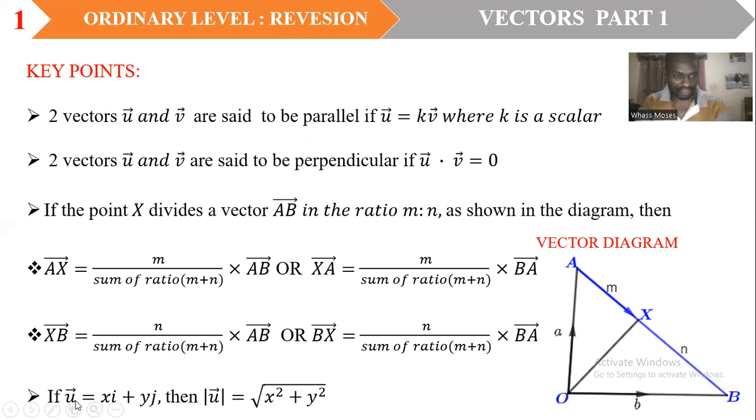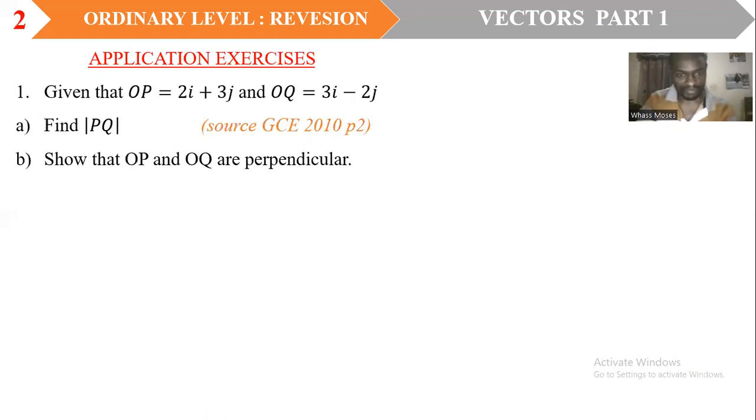Finally, if we have a vector u given by xi plus yj, this is a general vector. Then to find the magnitude of that vector u, the magnitude of u will simply be equal to the square root of the i component, which is x squared, plus the j component, which is y squared. When you sum the squares, you take the square root. So after looking at these key points, we'll look at some application exercises.